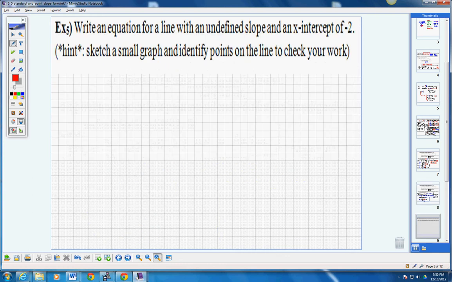In the next slide, that is what you were supposed to do for your homework. I recommend sketching a small graph to identify the points on the line to check your work. So writing an equation for a line with an undefined slope, which means it's what type of line? And an x-intercept of -2. So if you sketch that line out, you know that it'll have an x-intercept. Undefined slope will tell you it's a vertical line as well. And you should know what form of line we're dealing with there. So hopefully this will help you to understand the notes for standard form and point-slope form of a line.